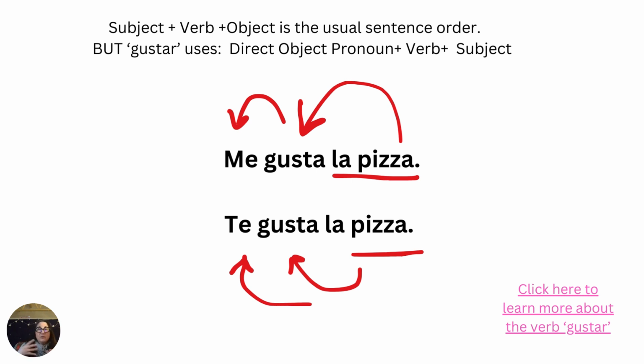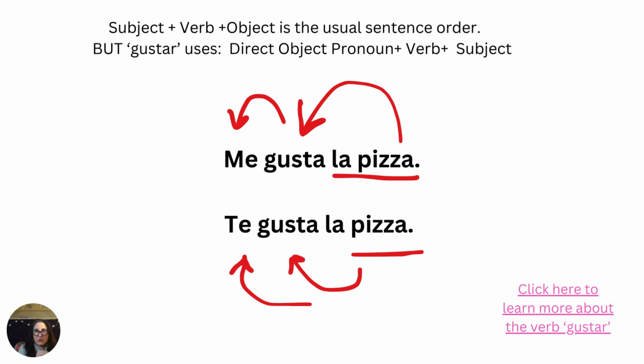So here I have 2 sentences. I have me gusta la pizza and te gusta la pizza. Now notice that the only thing that's different is the me and the te. But gusta la pizza and gusta la pizza is the same. So here's the trick in using verbs like gustar that take object pronouns. Okay? You got to read it backwards.